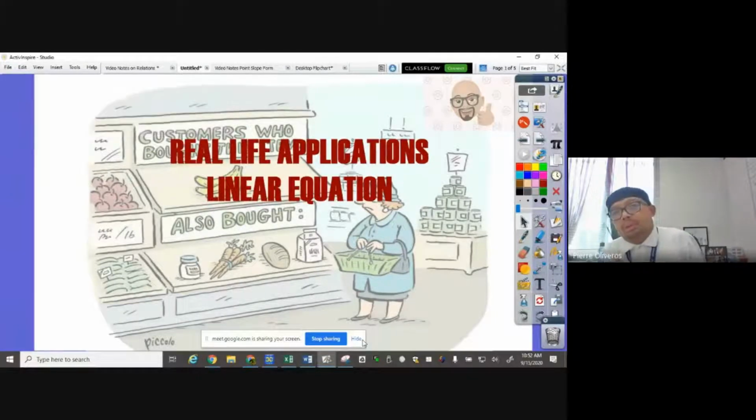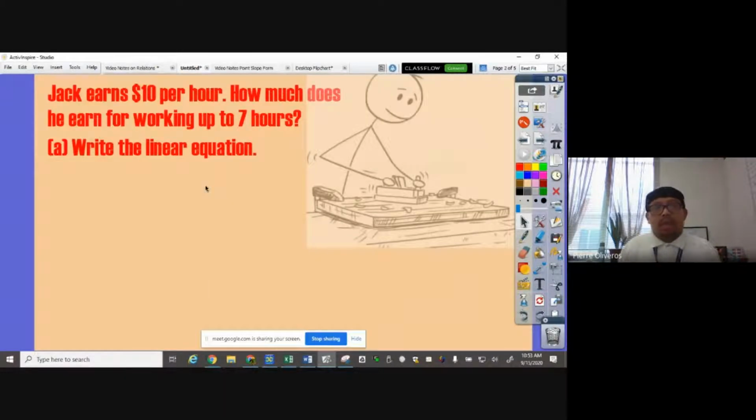Today we're going to learn about linear equations and apply them to real-life situations. This is the main idea of why we learn basic algebra: to be able to apply it logically in real life. Today we're going to have some examples of how we can apply solving equations in our real-life situations. Like here, Jack.